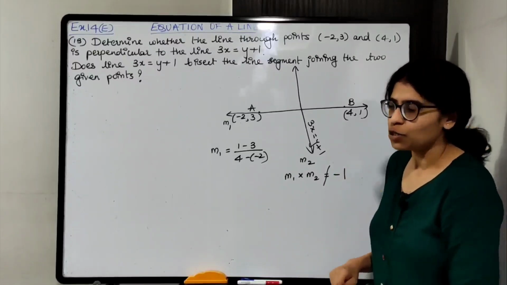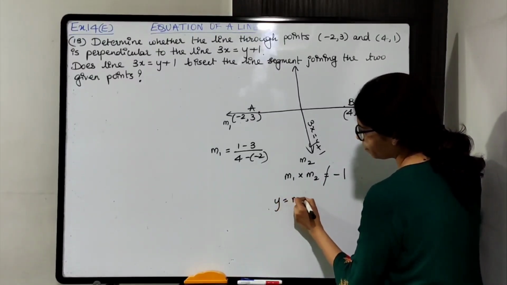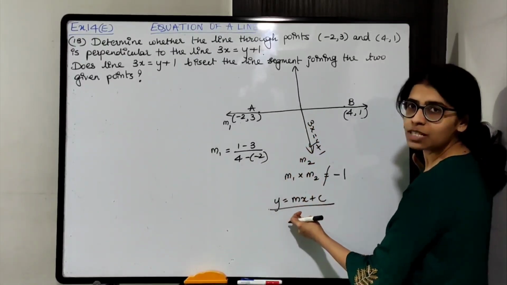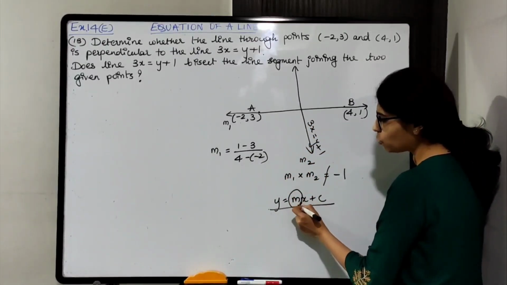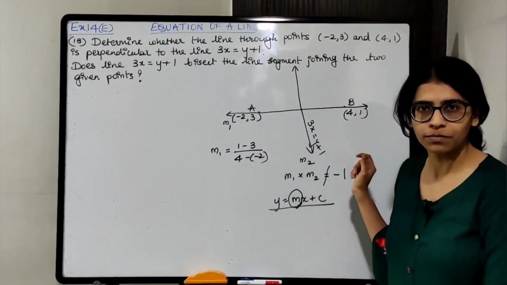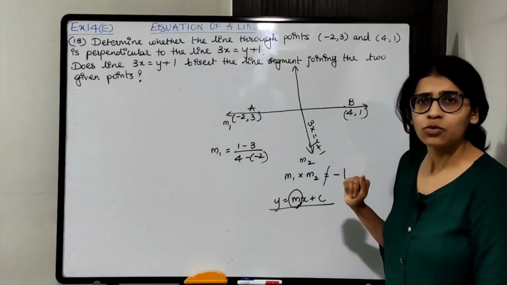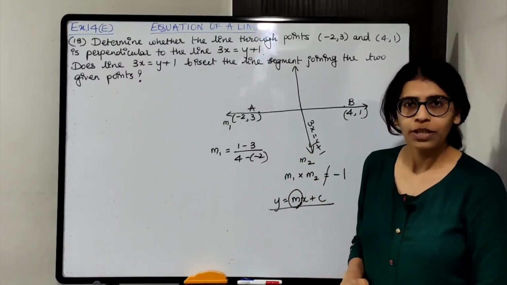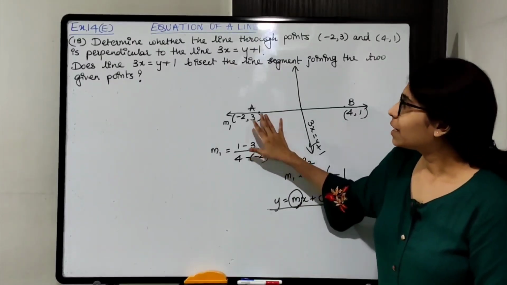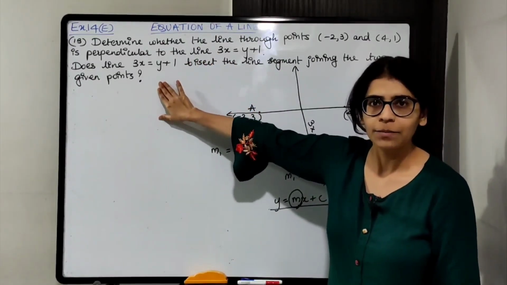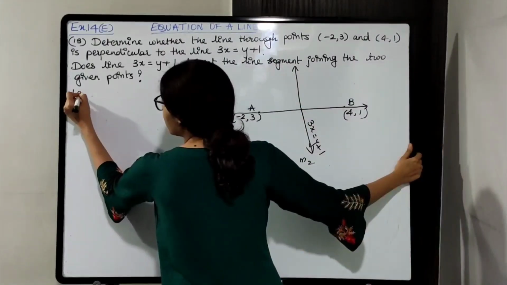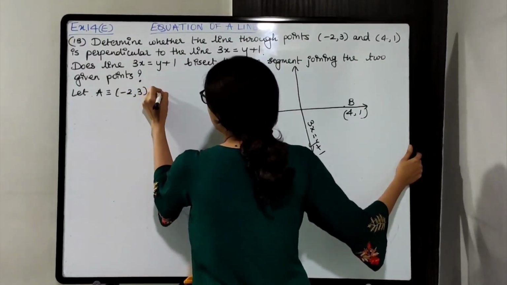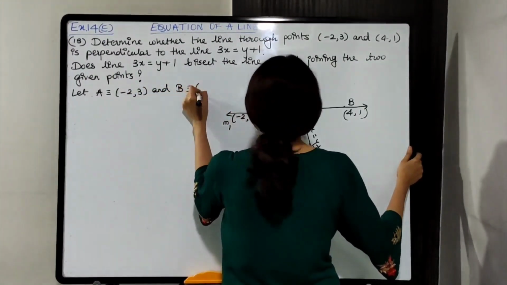What is standard form of equation of line? This is the standard form. So bring this equation in the standard form. X ka jo coefficient hoga, that will give you the slope. Okay. So once you get m1 and m2, multiply karo and check if you are getting it equal to minus 1 or not. Okay. So first we'll solve the first part and then we'll come to the remaining part later. Theek hai, pehle first part solve karte hain. Let A be minus 2, 3 and B be 4, 1.